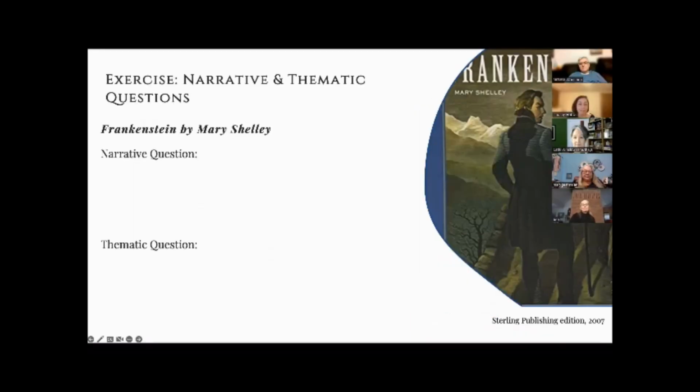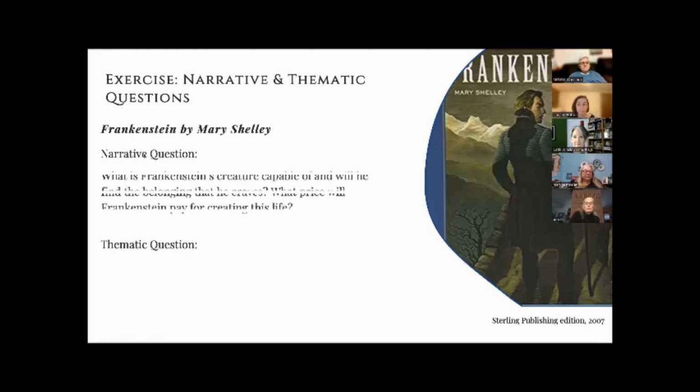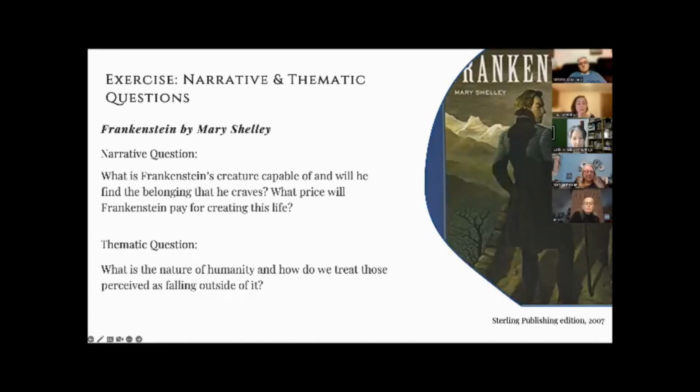I'm going to go ahead and show you what my answers to the questions were. And there's no right or wrong answers here. It's just a matter of interpretation. My narrative question for Frankenstein, I have two. What is Frankenstein's creature capable of, and will he find the belonging that he craves? And what price will Frankenstein pay for creating this life? And thematic question, what is the nature of humanity, and how do we treat those perceived as falling outside of it?